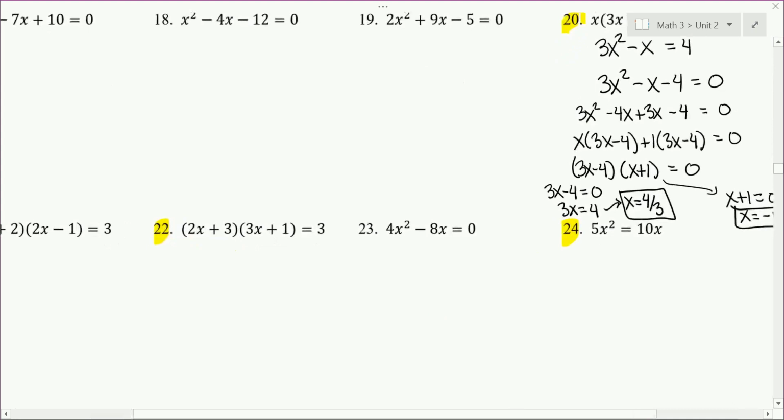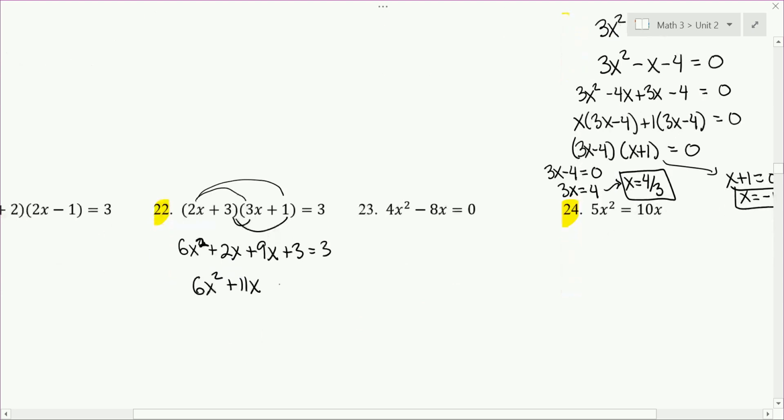Next we're going to take a look at number 22. It's factored, but it's not equal to 0. So we need to multiply this out. So 2x times 3x, 2x times 1, 3 times 3x, 3 times 1 is equal to 3. So 6x squared plus 11x, subtract 3 from both sides, equals 0.